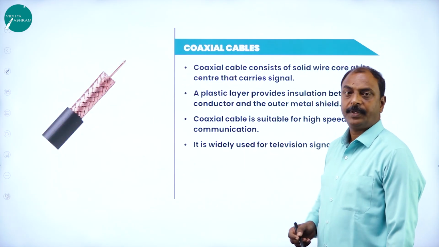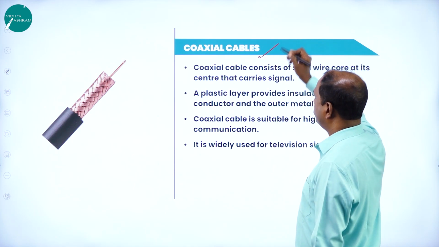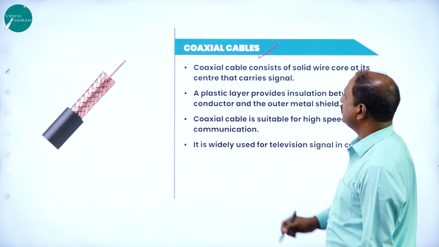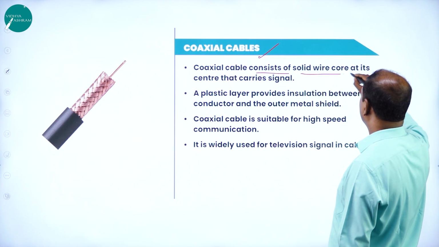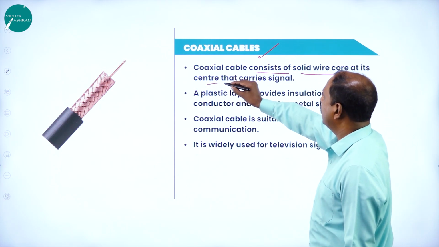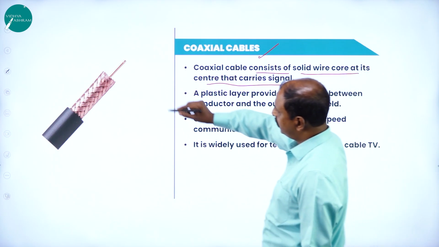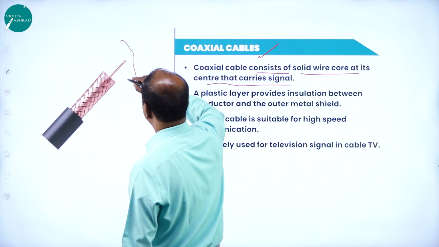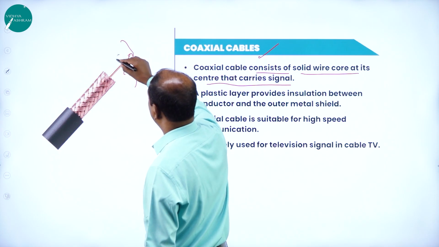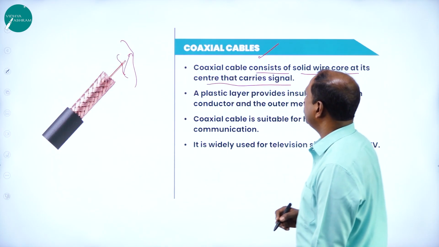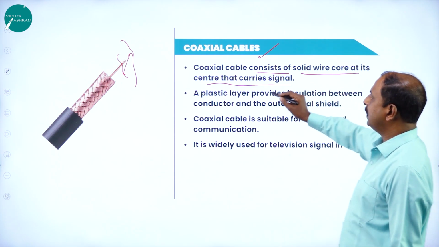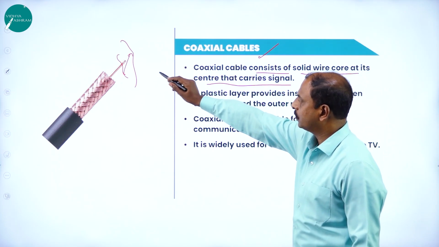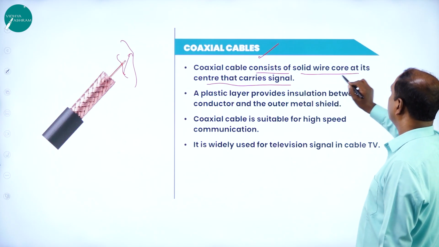Another type of guided medium is coaxial cable. What are coaxial cables? Coaxial cable consists of a solid wire core at its center that carries the signal. If you observe this, this is the cable here. This is the central core. That is where the signal passes through.